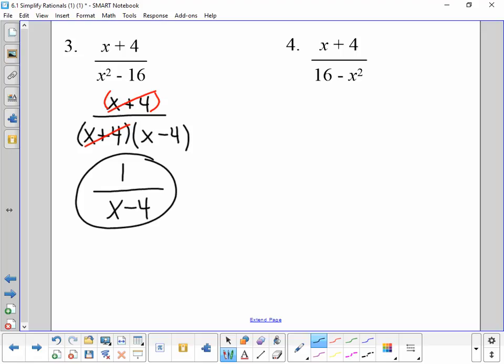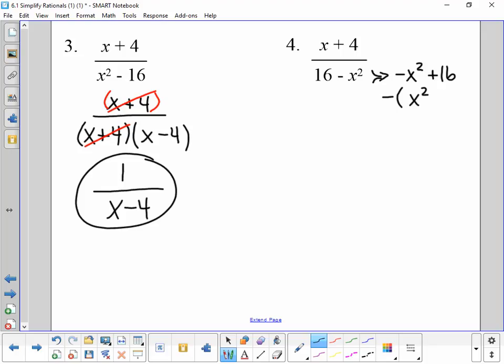Number 4 is very similar, only a bit different. Instead of an x squared minus 16, we have a 16 minus x squared. If we wrote this in a more standard form, it would be a negative x squared plus 16. And most of the time when we factor, we don't want to have a negative with our x squared, so we take care of that by factoring out a negative.